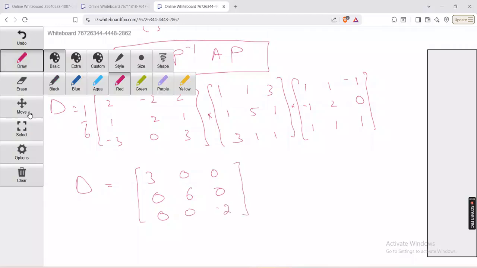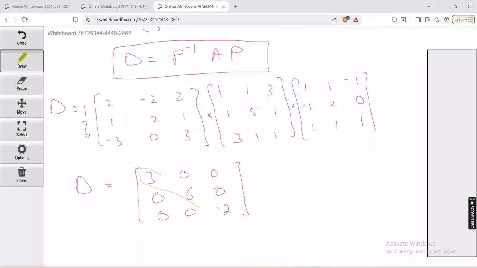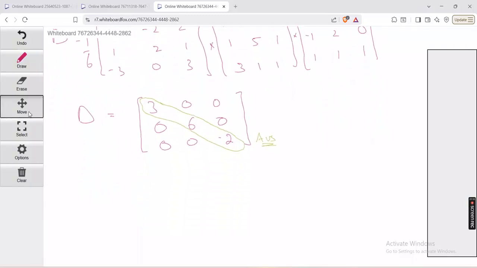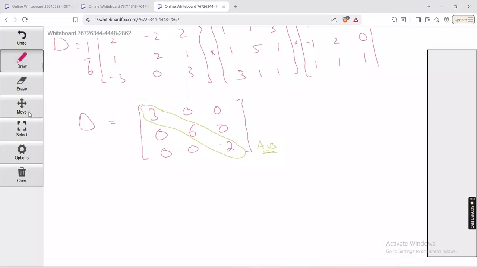And if you remember, these diagonal entries are your eigenvalues. So it means your answer is correct. Now, let me give you another way. If you want to get rid of this inverse, how will you solve it? Because this inverse will take a lot of time and you will get confused.